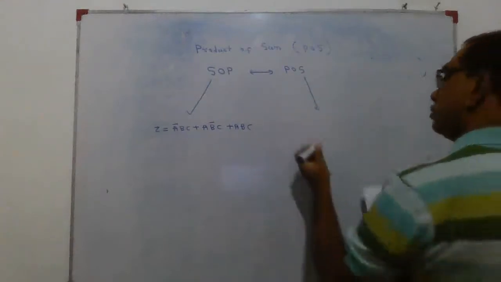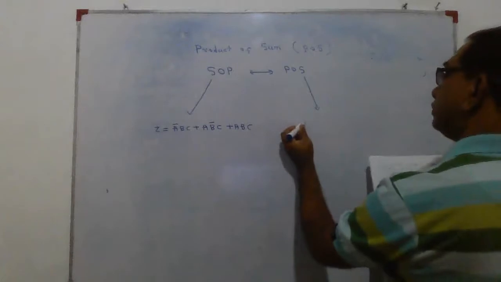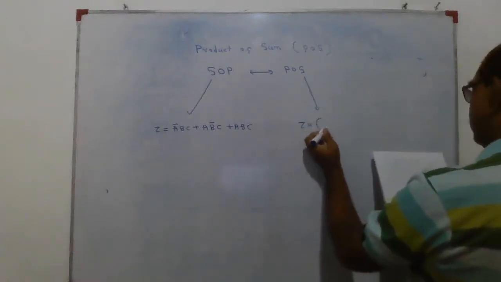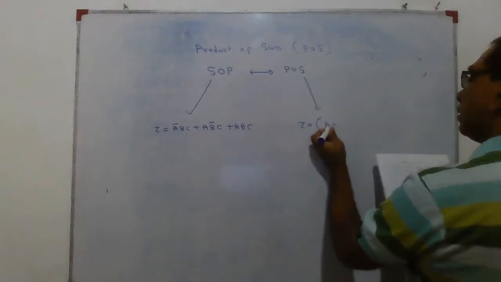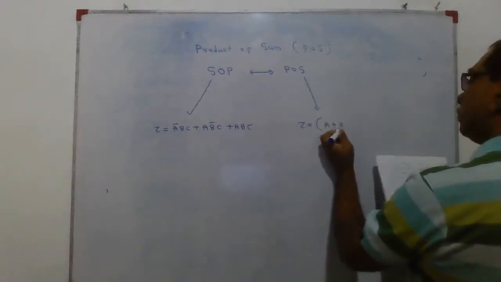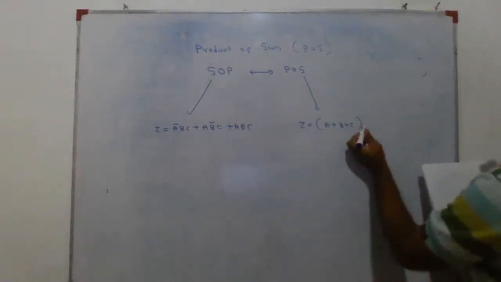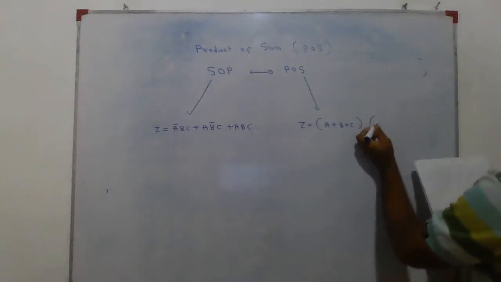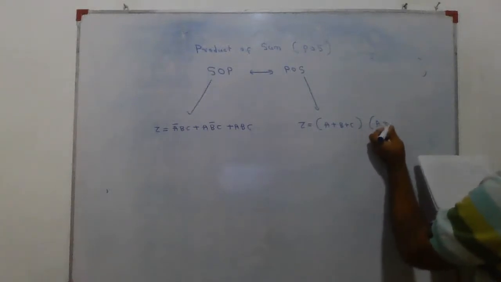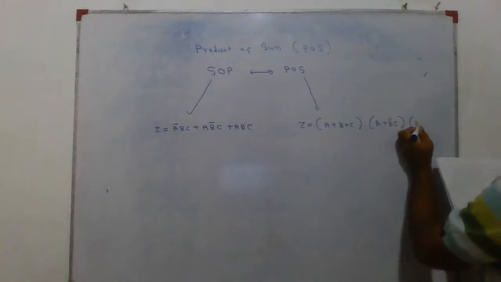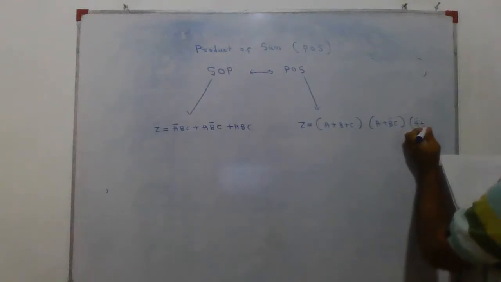I can show another example. Like says Z equal A or B or C and A or B bar and C and A bar B C.